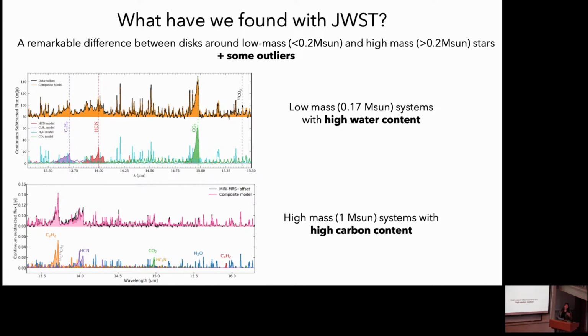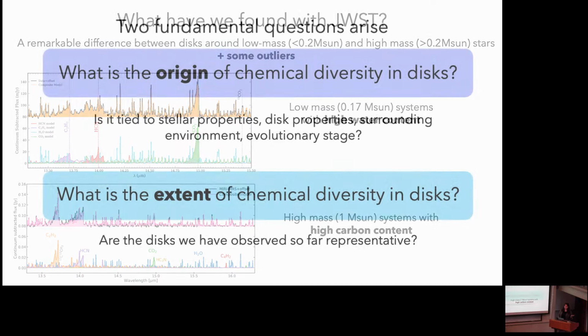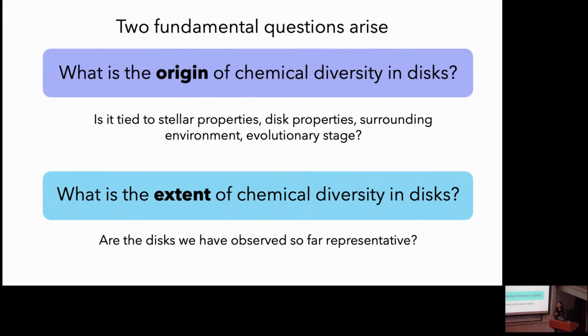So there are two fundamental questions that can arise from this. First, why are they different? What is the origin of these differences? Is it the stellar properties, the disk properties, or are we just looking at different stages in their evolution? And what is the extent of this chemical diversity? Are the species that we have seen so far really representative of the broader sample?